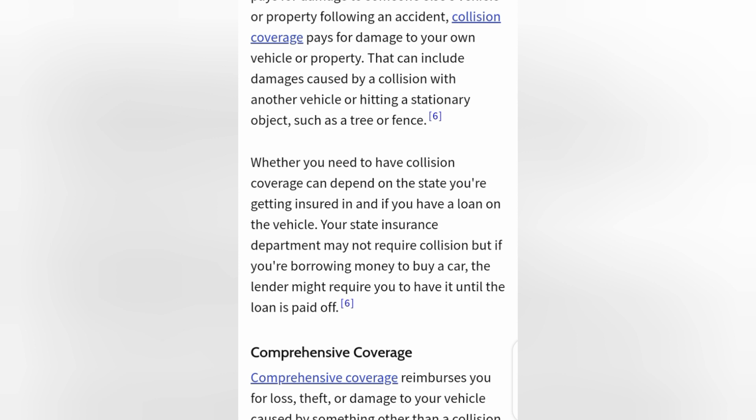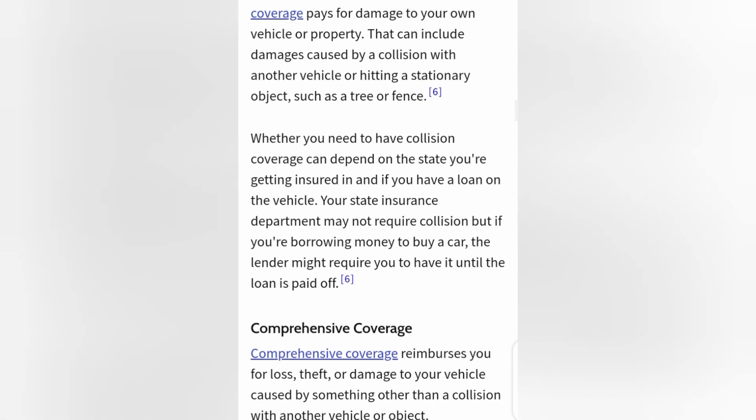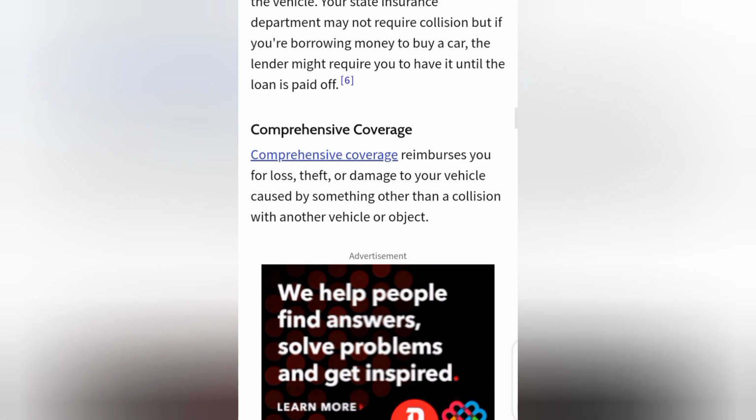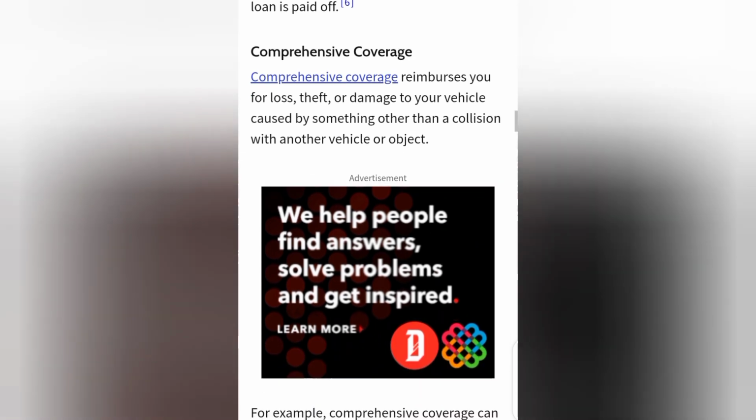Your state insurance department may not require collision, but if you are borrowing money to buy a car, the lender might require you to have it until the loan is paid off. Comprehensive coverage. Comprehensive coverage reimburses you for loss, theft, or damage to your vehicle caused by something other than a collision with another vehicle or object.